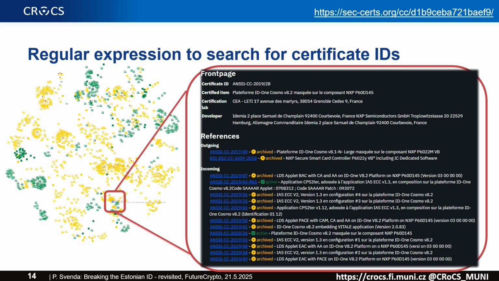The Estonian certificate, let's say for the Cosmo platform, is still green. It was extended, but the hardware below is already archived. A lot of things that were certified later on are also archived. It doesn't mean that it's a vulnerability, but it means maybe people are no longer paying much attention to analyzing these platforms below. Okay, so that's one thing.